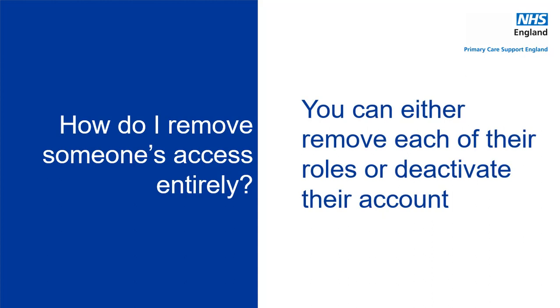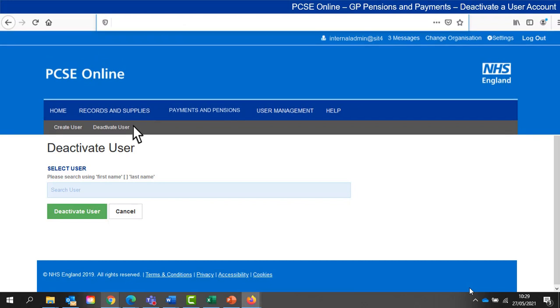You can either log into PCSE Online, search for the user, and then remove each of the individual roles. So they still have an account, but they can't actually do anything at your practice. Or you can deactivate their PCSE Online account entirely. To do this, you log in as a user administrator and click on deactivate user. You then need to search for the user by their name and then click deactivate user.